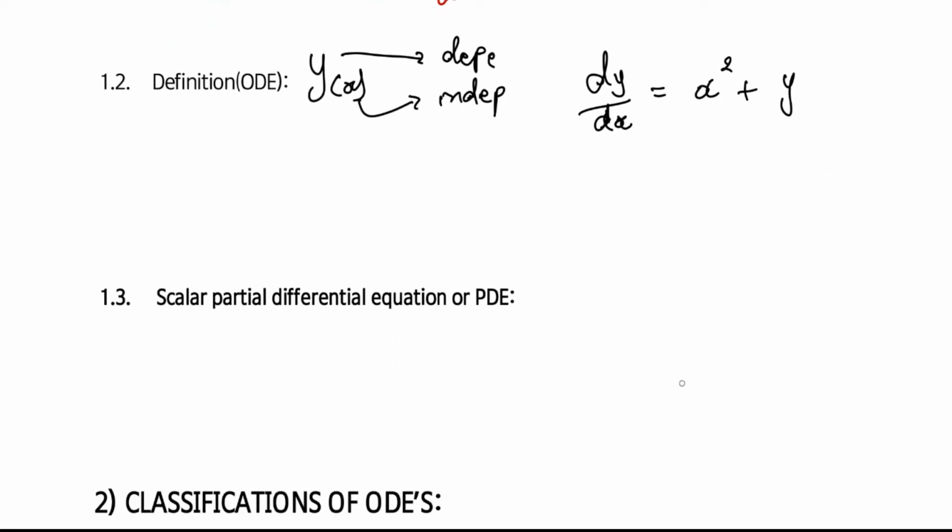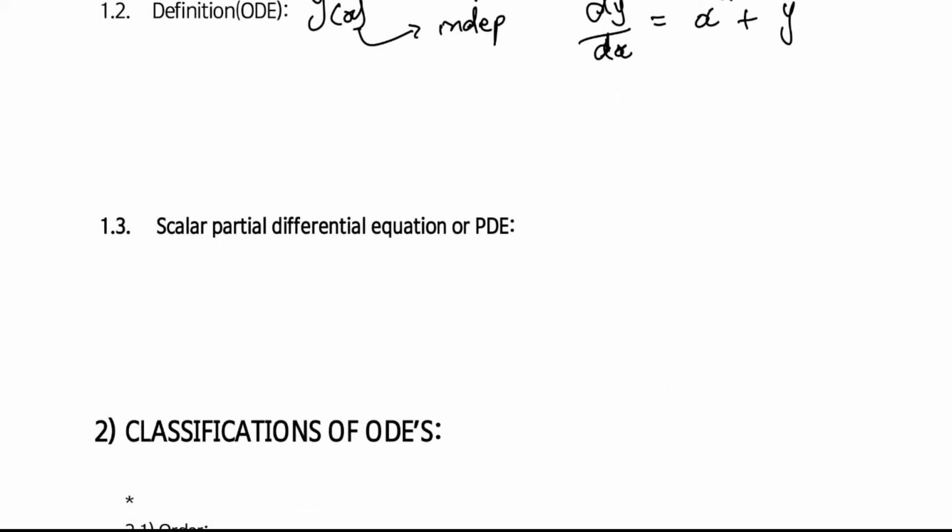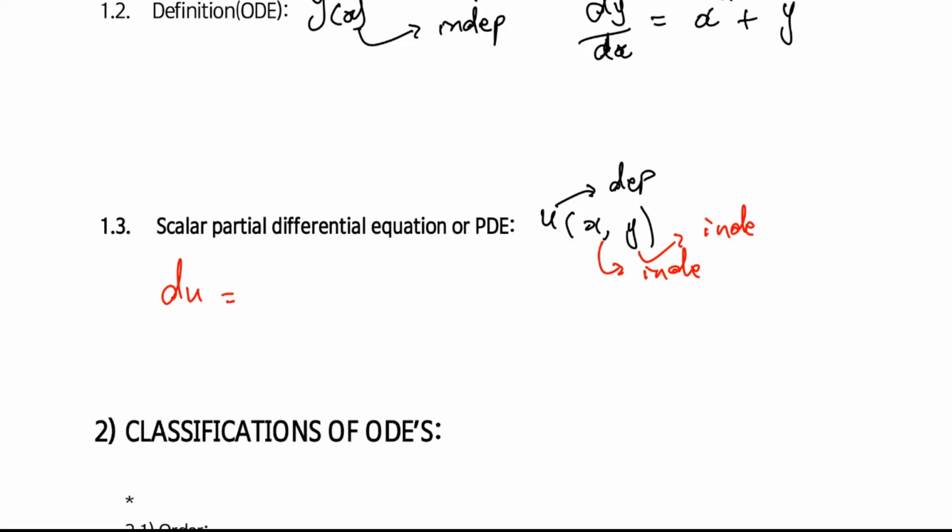So let's go to a scalar partial differential equation, or PDE. A PDE is going to be the same as this one, but here we are going to have a function. Consider a function u given by a function of x and y. So u is going to be the dependent variable, and x and y are going to be independent variables. From calculus, we know that if you want to find du, we take the partial derivative of u with respect to x, and add the partial derivative of u with respect to y.